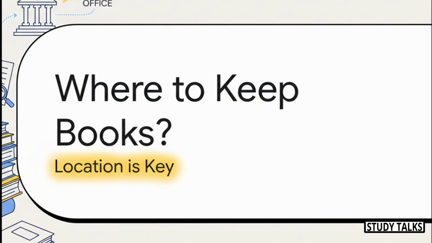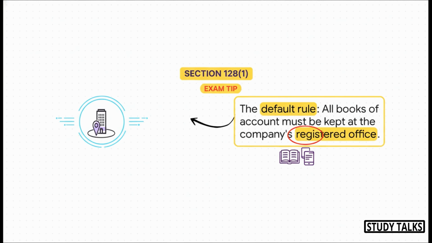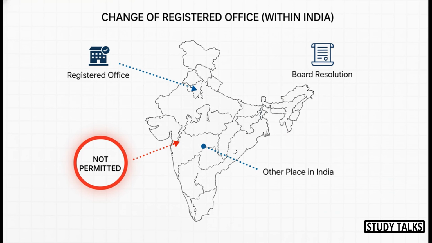Okay, so we know what to prepare and for which period. But where does all this paperwork actually live? The law is very, very specific about the location. Let's break it down. The default rule is super straightforward. Section 128(1) says every company has to keep its books of account and other records right there at its registered office. Simple as that. But you guessed it, there's an exception. The board of directors can pass a resolution to keep the books somewhere else. But, and this is a big but, that somewhere else has to be in India.